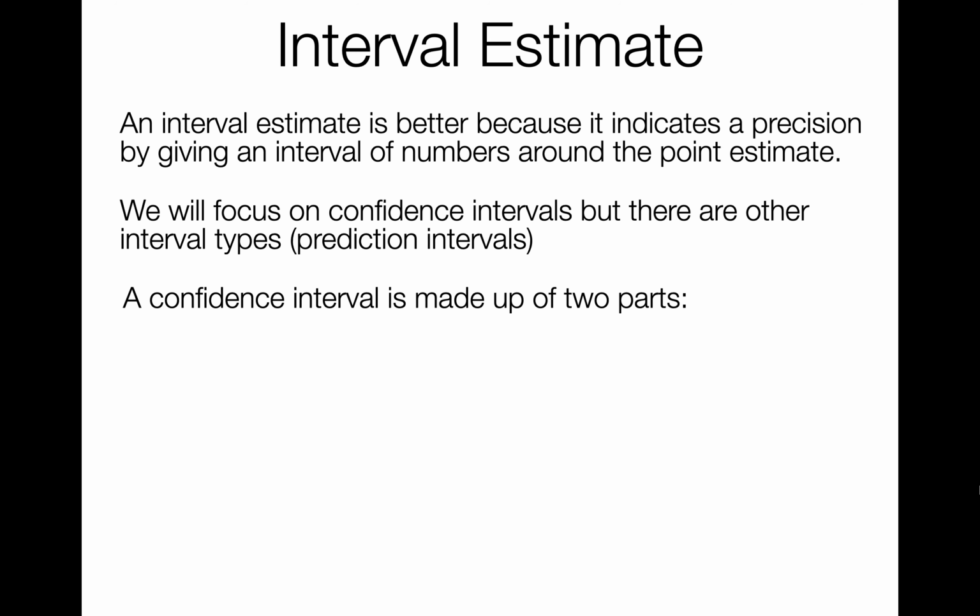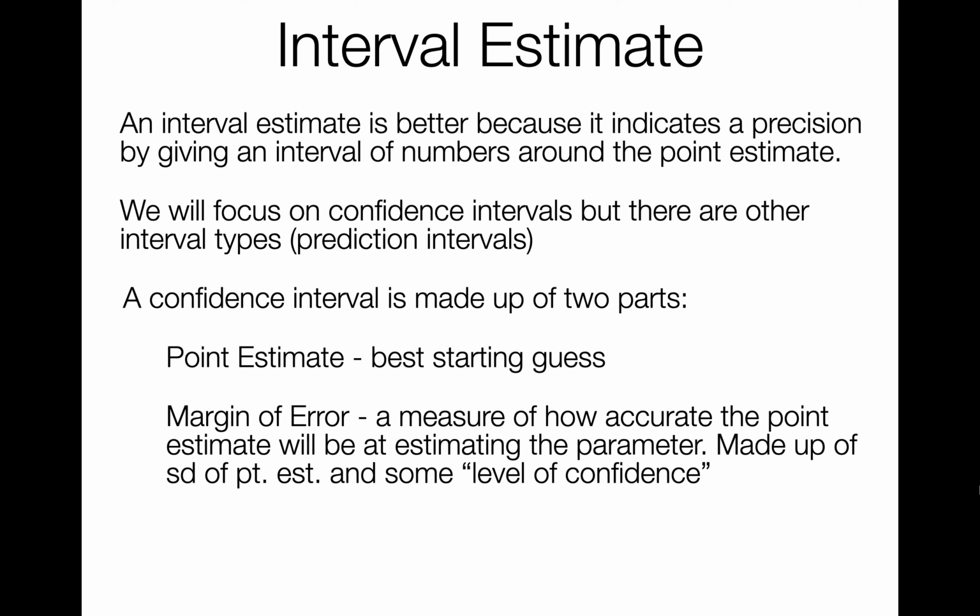A confidence interval is made up of two parts. The first is a point estimate. Even though I don't use a point estimate by itself, it does go into my calculation of an interval estimate. I have to start with my best guess about a point, a point estimate, and then I have to add what many people have heard of before. This term is very popular: margin of error. So I have a point estimate and a margin of error.